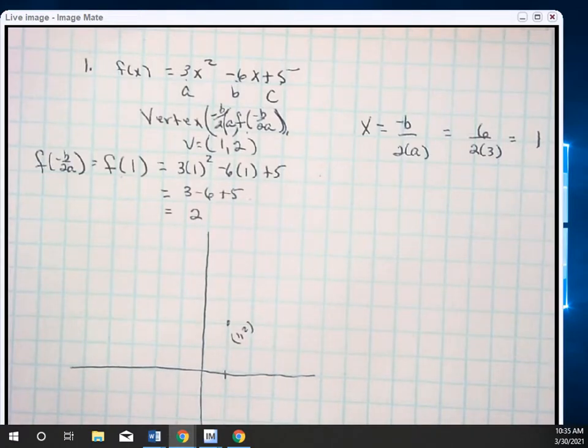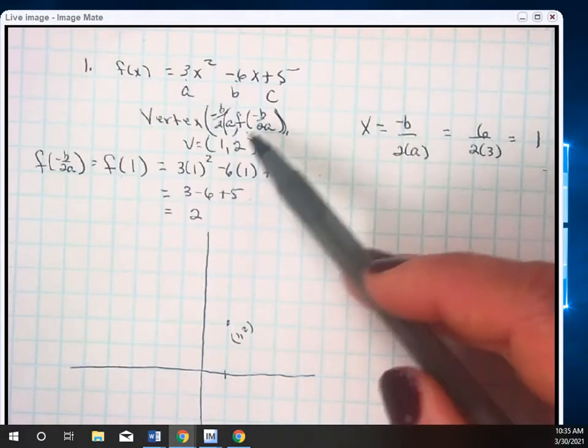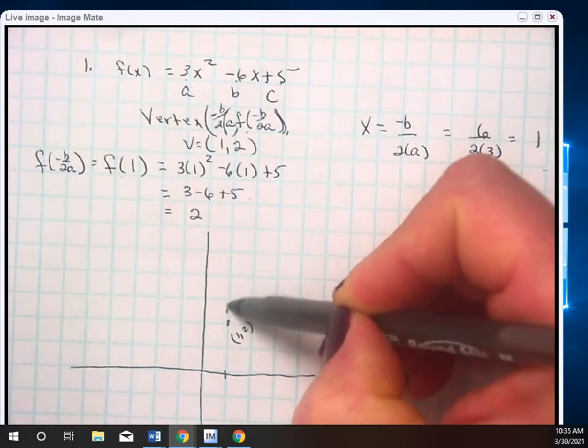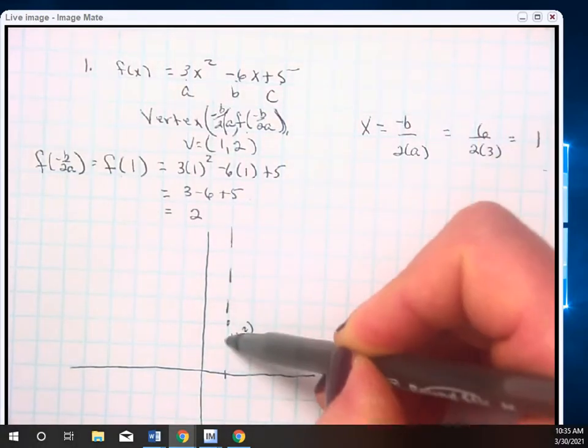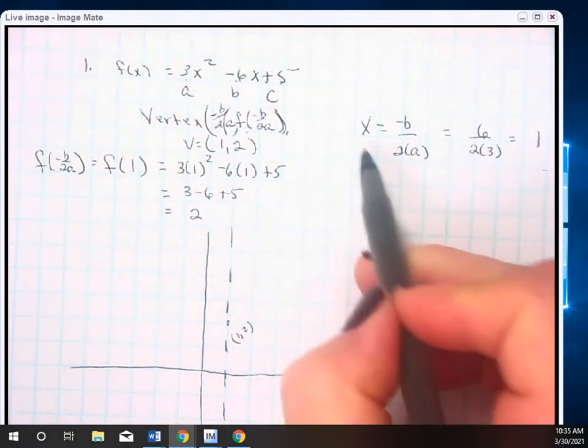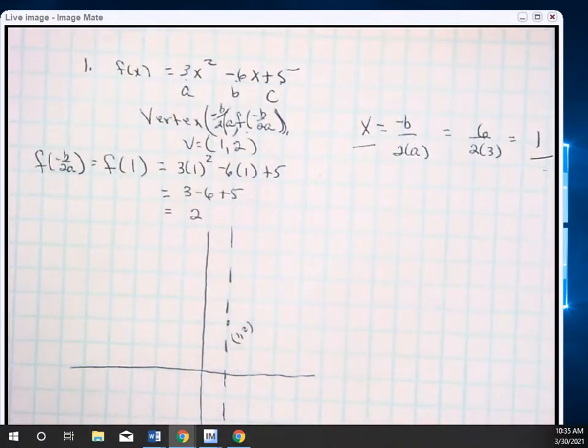To find x, you have to do negative b over 2a. Yes. And then to find y is f. You put your x that you found into the function. So now we're going to do the axis of symmetry, which is your dotted line through the vertex. X equals 1 is the equation for the axis of symmetry. That is the x value of your vertex. It's the same thing.